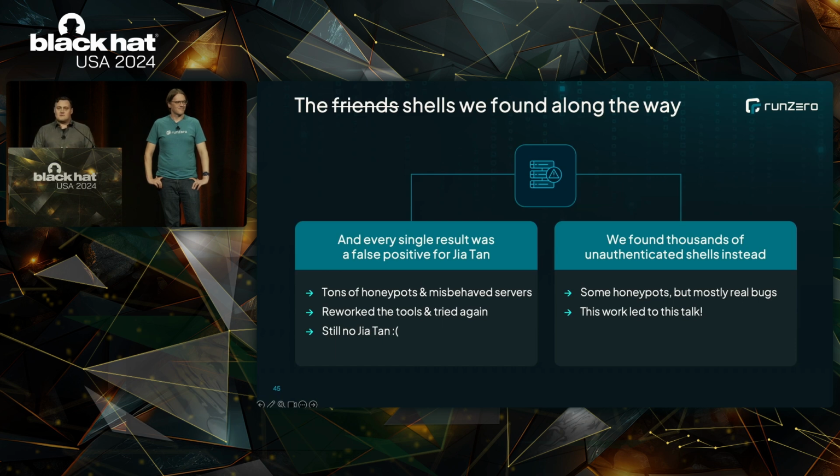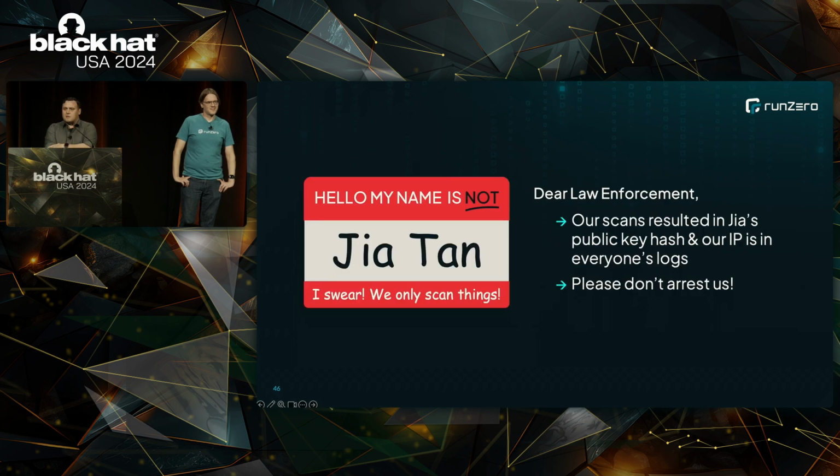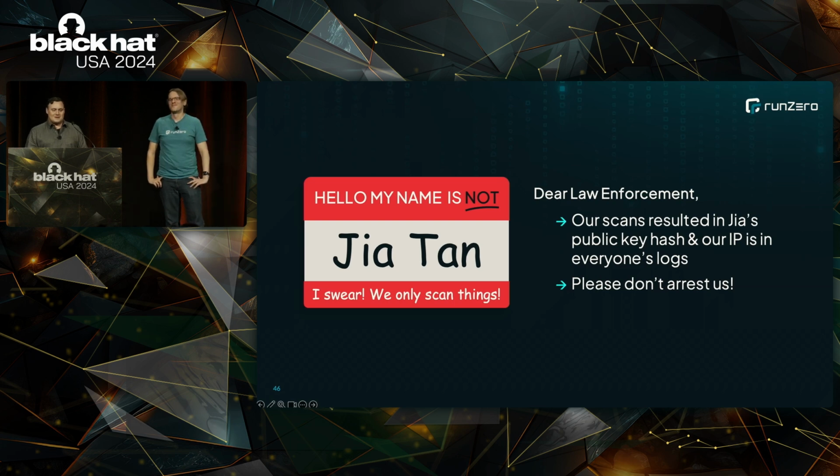However, what we did find was 50,000 shells. So that's what we're going to talk about instead. We didn't find what we wanted, but we found crap loads of bugs, so we're going to talk about all the fun bugs. And that led to this talk. So just heads up, law enforcement, we are not Jia Tan. Unfortunately, as part of doing that scan, we put the public key hash of Jia Tan's key in everyone's logs across the whole internet repeatedly. So if you see it, I swear we did not backdoor xz utils.